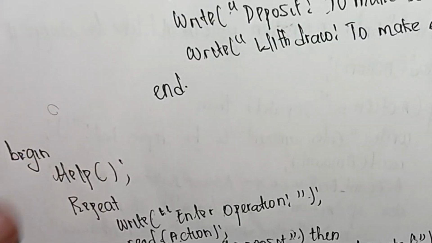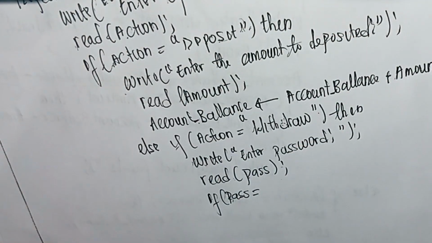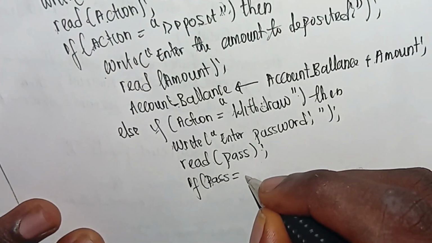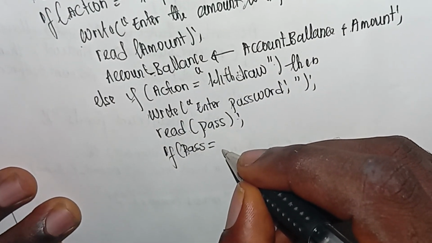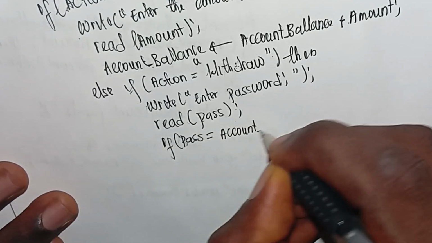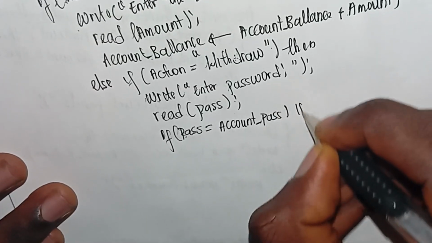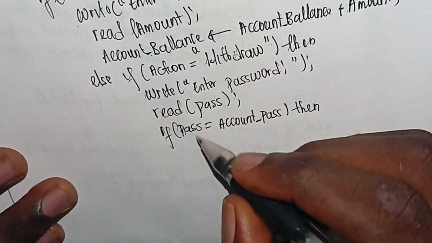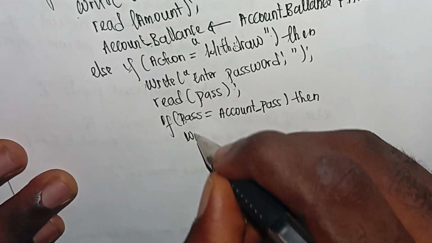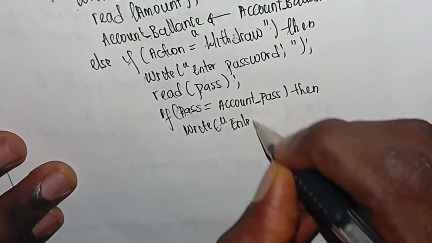Yes, the error is on my part, so you want to modify that. So if pass is equal to account pass, then we want to ask the user to enter the amount, right? Enter amount.